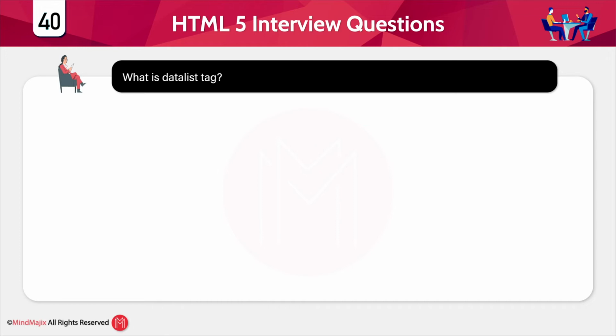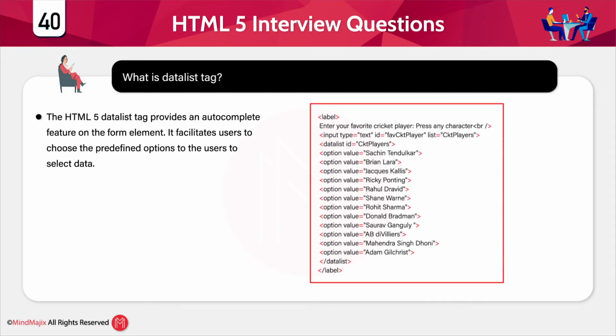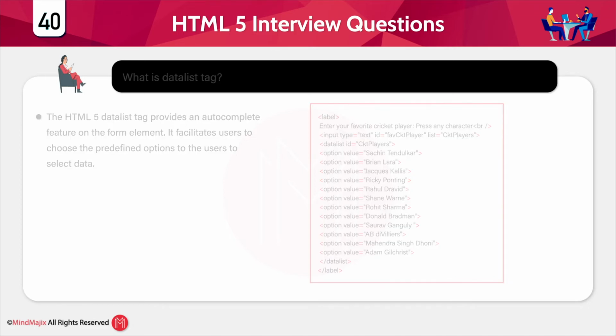What is the datalist tag? The HTML5 datalist tag provides the autocomplete feature on the form element. This is how, guys. It facilitates users to choose from predefined options to select the data. See, enter the favorite cricket player. This is a label. Input type equal to text, ID equal to favorite cricket player, and list equal to something, and datalist ID equal to the same. These are all the different options, 11 options we can see, guys.